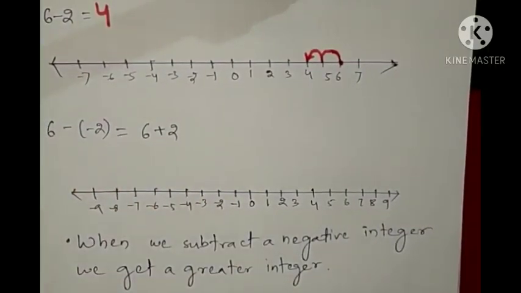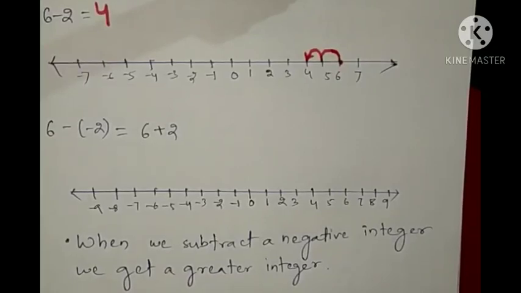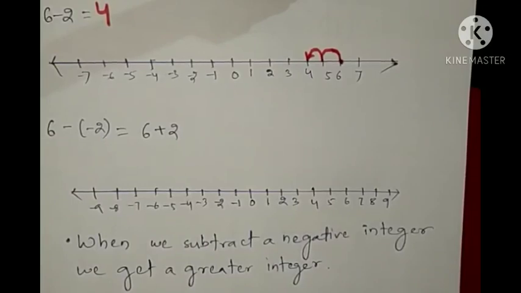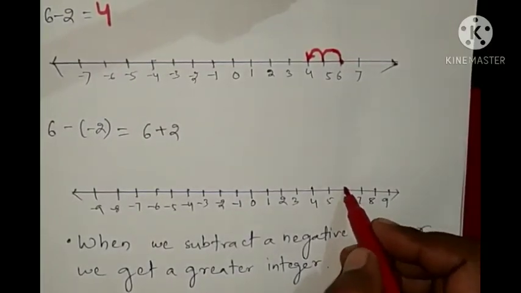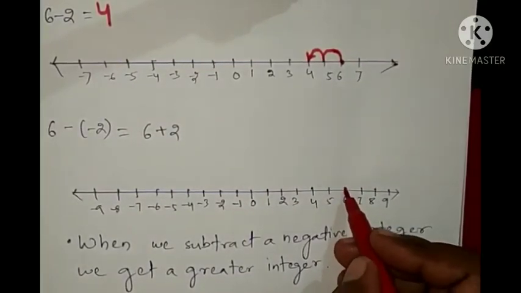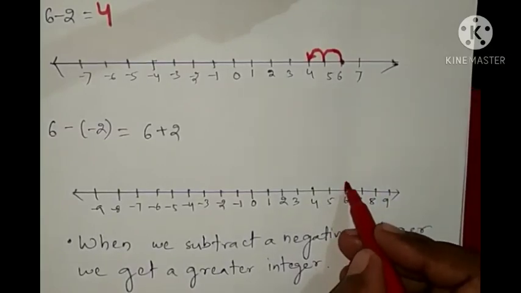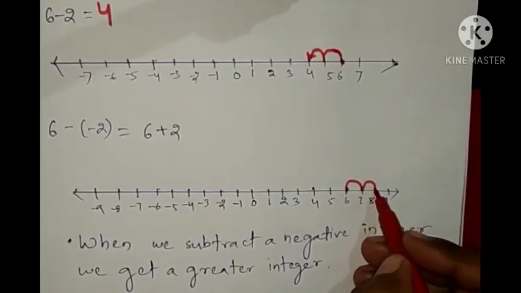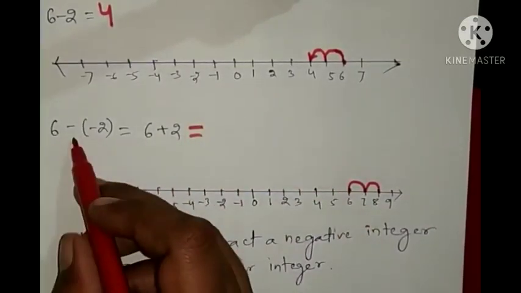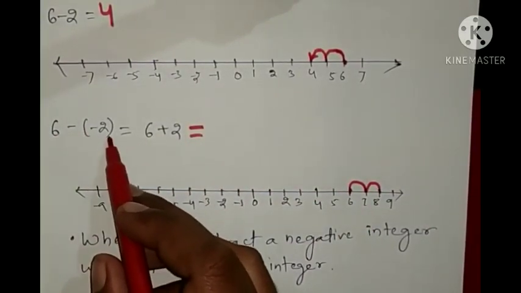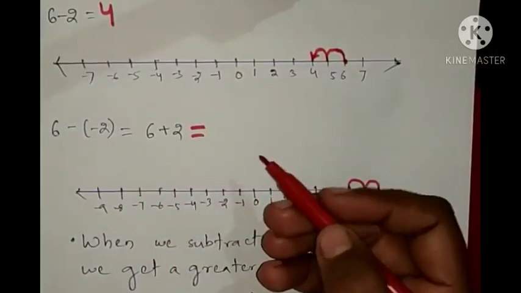So when we subtract a negative integer, we get a greater integer. So how we will get a greater integer? Look at here, where it is 6. 6 is here. So what we will do? We will move towards right. 1, 2. So what you get? 8. So you can write it as 6 minus minus 2 equal to 6 plus 2, 8.